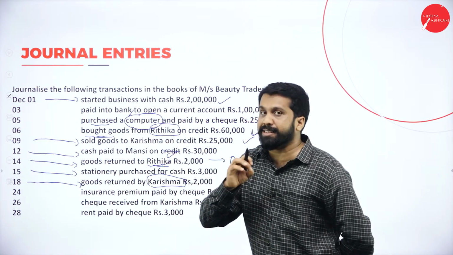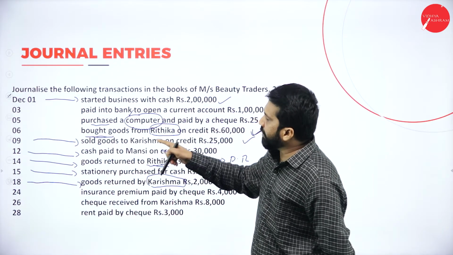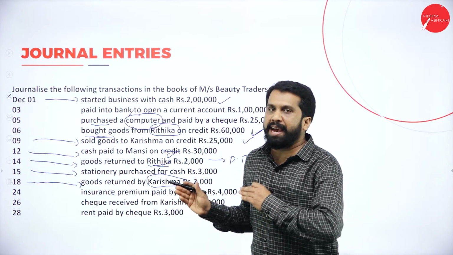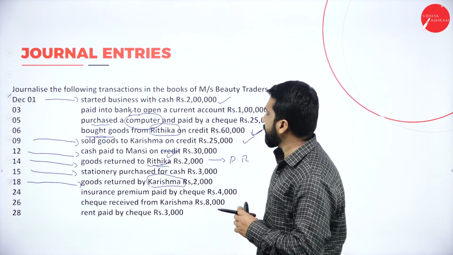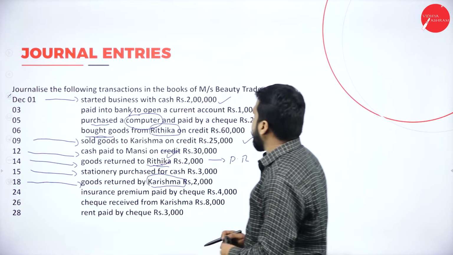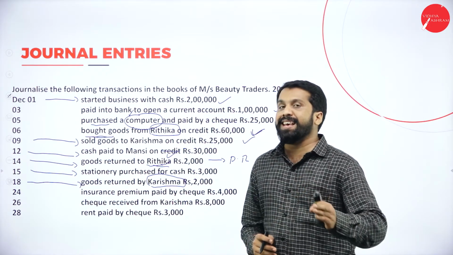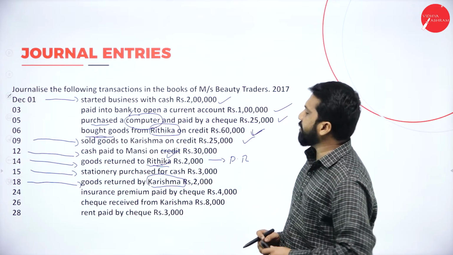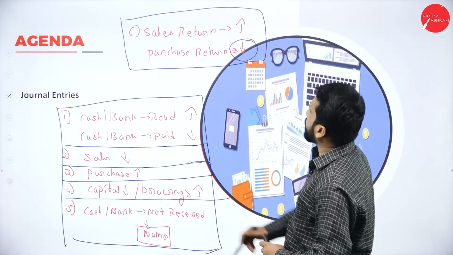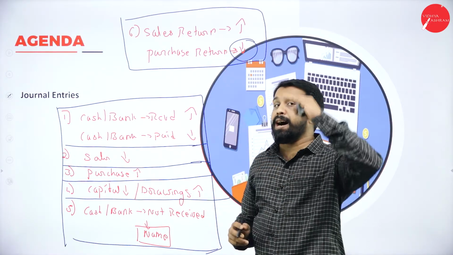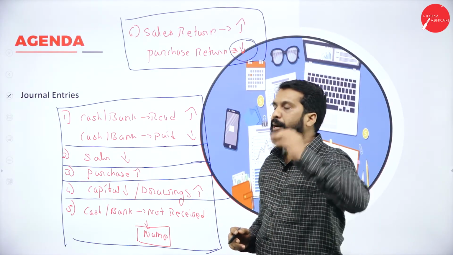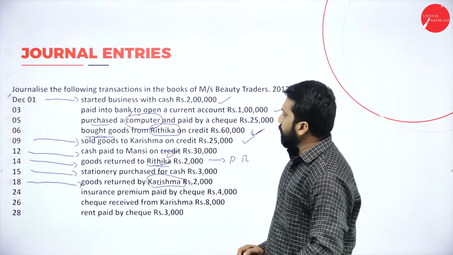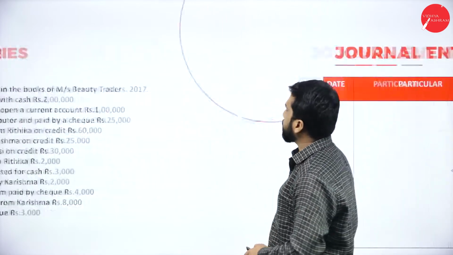So if the word returned appears, you have to go back and find that particular name. For that name, you need to find out whether it is a sales return or a purchase return. As per this, it is sales return. Now, goods returned by Karishma means it must be sales return. Sales return is always up. Remember, sales return is always up. So, sales return account debit to Karishma account, rupees 2000.